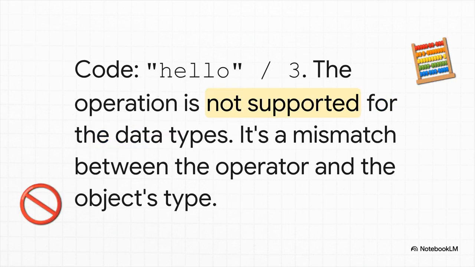This error pops up when you try to do something with a type of data that just doesn't support that action. It's Python being the referee and saying, whoa, hold on. You can't divide a word by a number. That operation doesn't make sense for these types. It's a fundamental mismatch between the action and the data types, which goes right back to what we learned earlier.